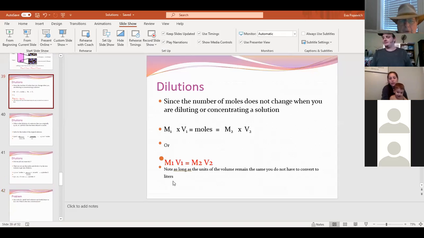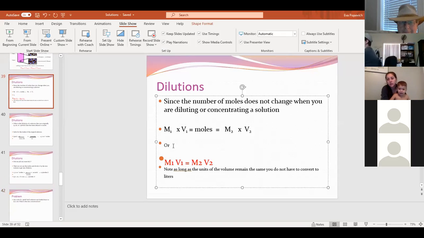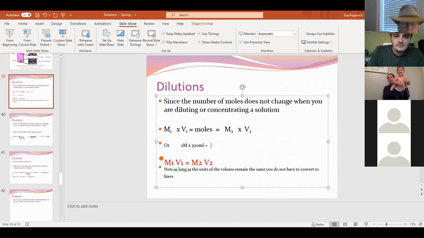All right, wouldn't it be like making juice? Exactly. Say you have a 2 molar solution and you have 300 milliliters. What happens when you dilute that to 600 milliliters?